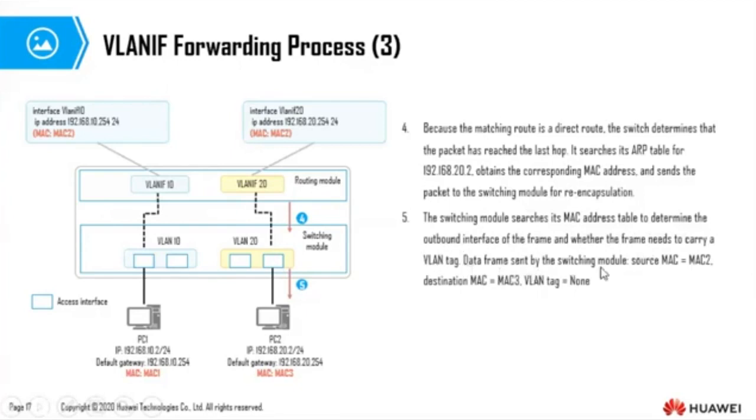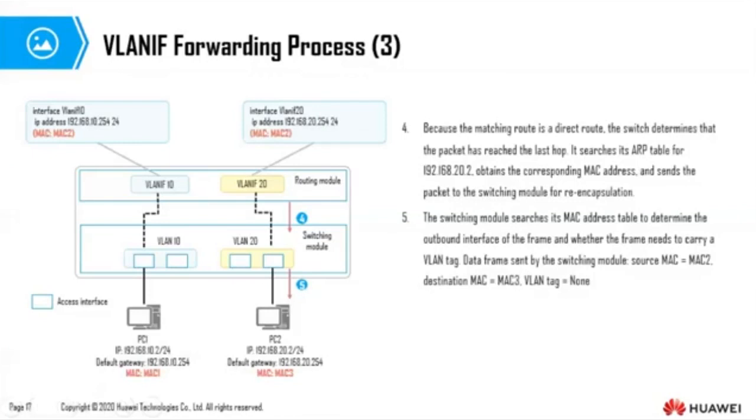In the data frame sent by the switching module, the source MAC address will be the MAC address of VLANif 10, so we've not changed that. The destination MAC address will be the MAC address of PC2. Then the VLAN tag at point number 5 here, tagged, right? Good. So that's the forwarding process of the VLANif.